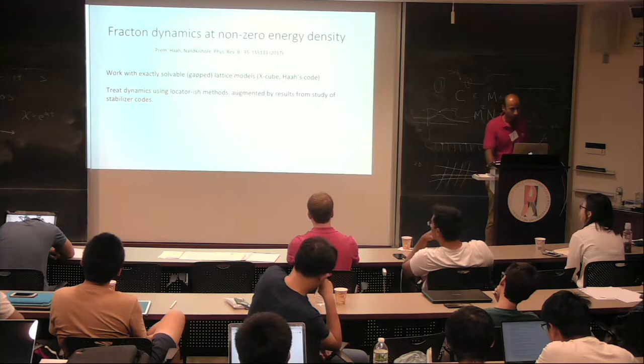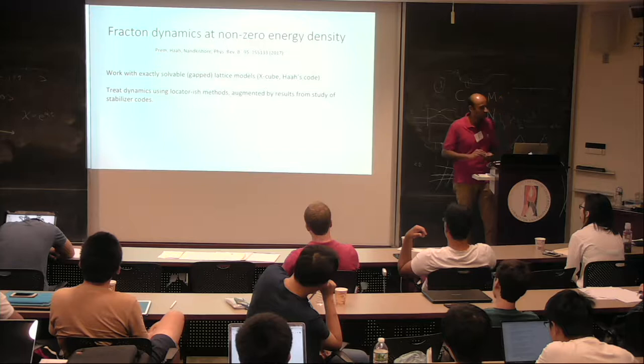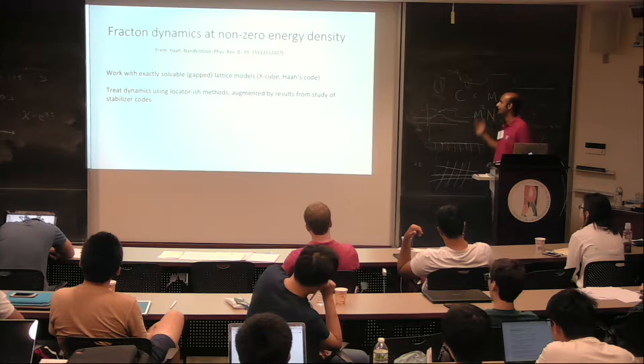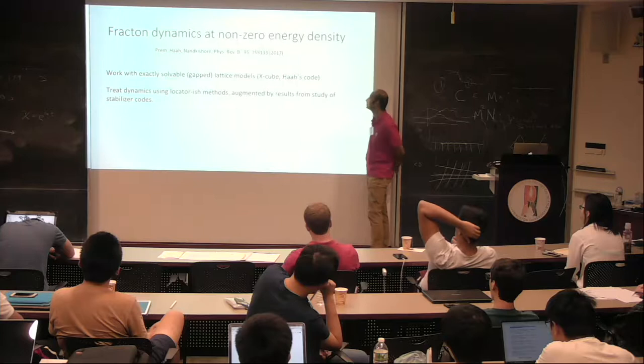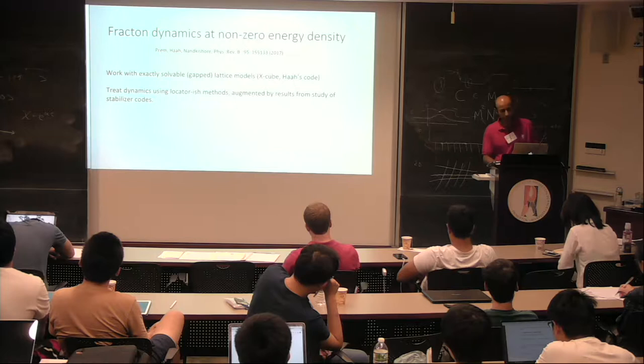OK, so I already told you the reason I got into fractons in the first place is because I think they're a nice playground for thinking about dynamics. So let's think about fracton dynamics. For now, we'll start with the exactly solvable lattice models, X-cube and Haah code, and we'll treat the dynamics using locator-ish methods, augmented by stabilizer code techniques. I promised you I would go beyond locator expansions, and I will. But let's first see what locator expansions can give us, and then we'll go beyond them.